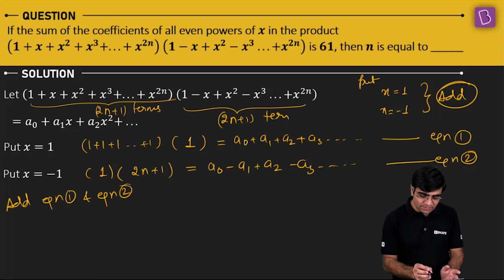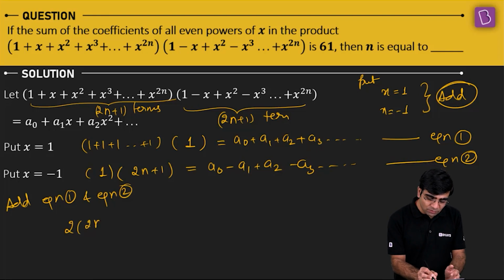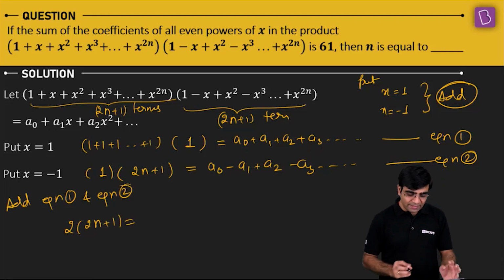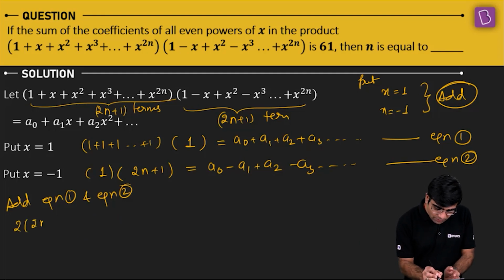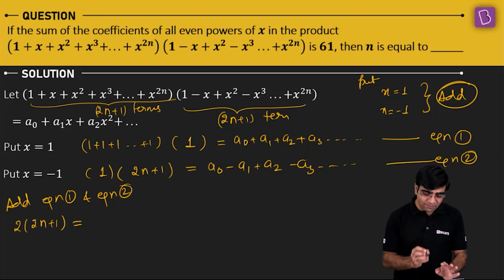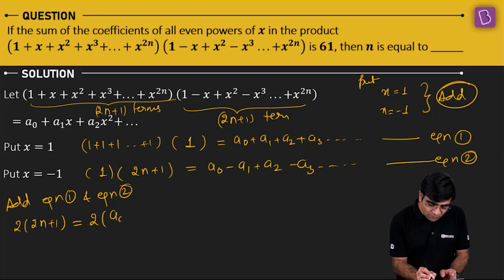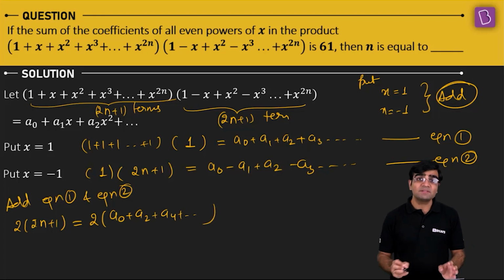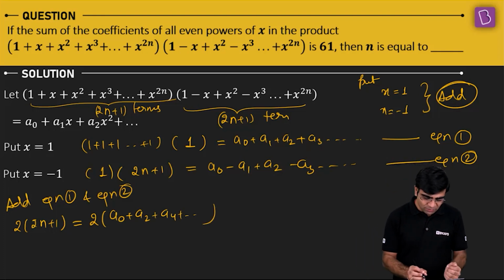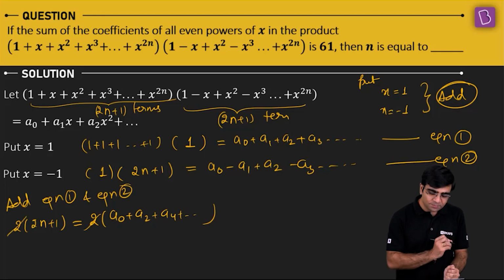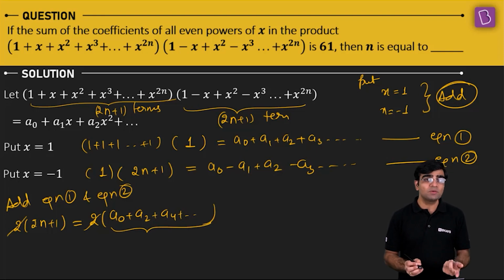What do I get on the LHS? I get 2n plus 1 plus 2n plus 1, that is 2 times of 2n plus 1. What do I get on the right side? So I'll be getting LHS as 2 times of 2n plus 1, and on the right side I will be getting 2 times of a0 plus a2 plus a4 and so on, which is nothing but the sum of the coefficients of all the even powers of x. So this 2 got cancelled, right? So the sum of coefficients of all the even powers turns out to be 2n plus 1.